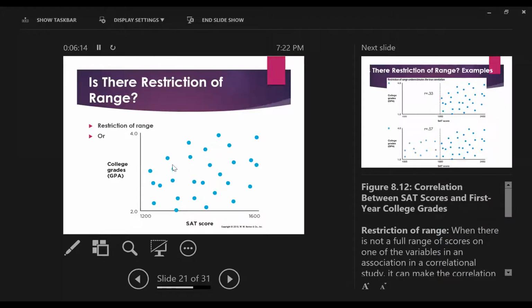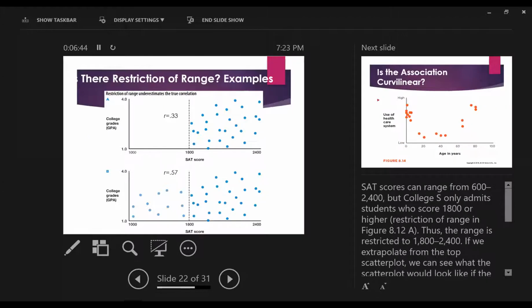Okay. Now, is there also a restriction of range? So here we see a score. This is college GPA and SAT score. Now you see here that you're right on that line because GPAs start at 2.0 on here. So you are restricting the range. That means it's not the broad full scope of all possible range. It's been truncated. So that can be problematic in the way we display scores.